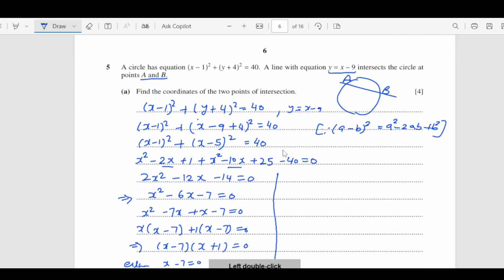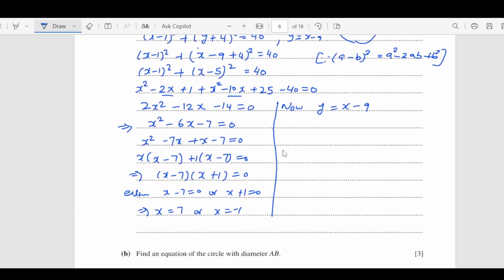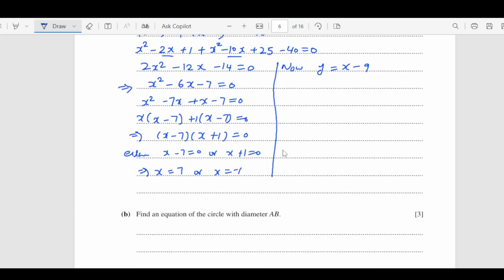So now our y is equal to x minus 9, right? So from here we are going to substitute the value of x as 7. So when x is 7, then y is equal to 7 minus 9, that is negative 2. So we got the point here, coordinates 7 and negative 2, right?